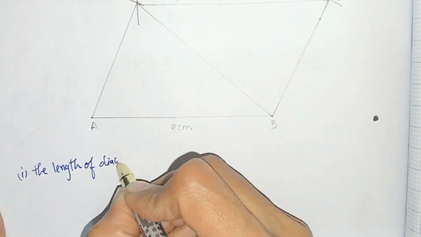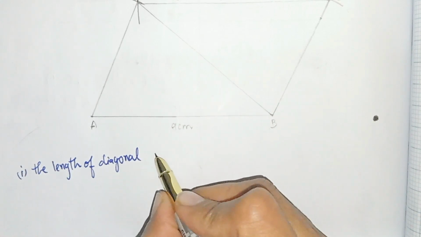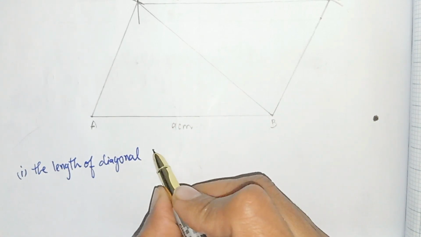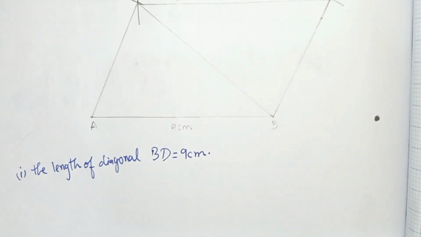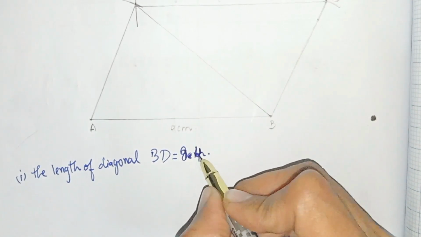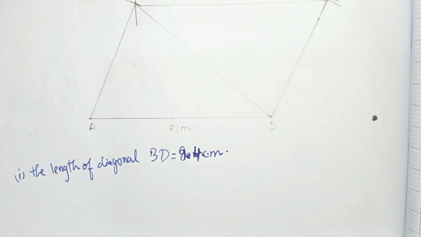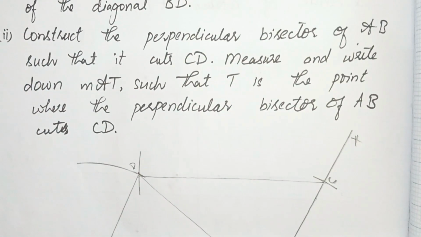The length of diagonal BD is equal to 8.4 centimeter. Sorry, 8.4. We measure 8.4 centimeter. Now students, part number 2.